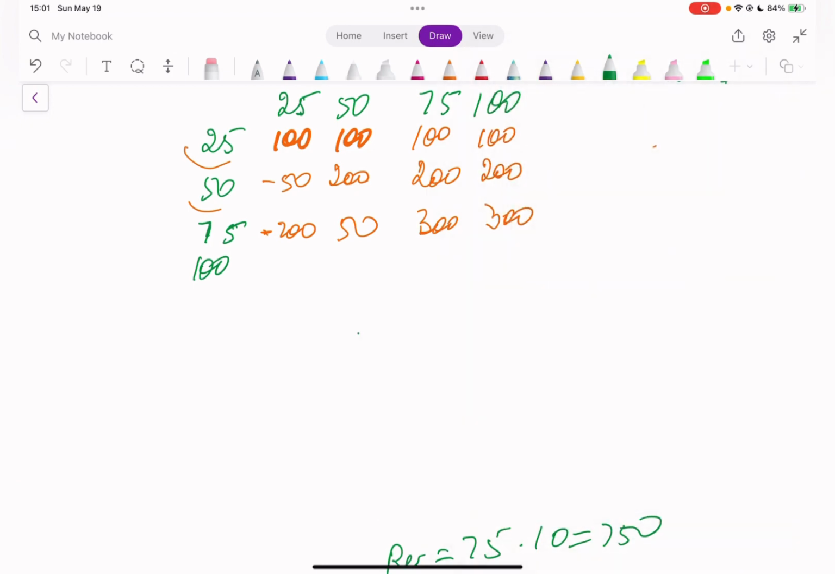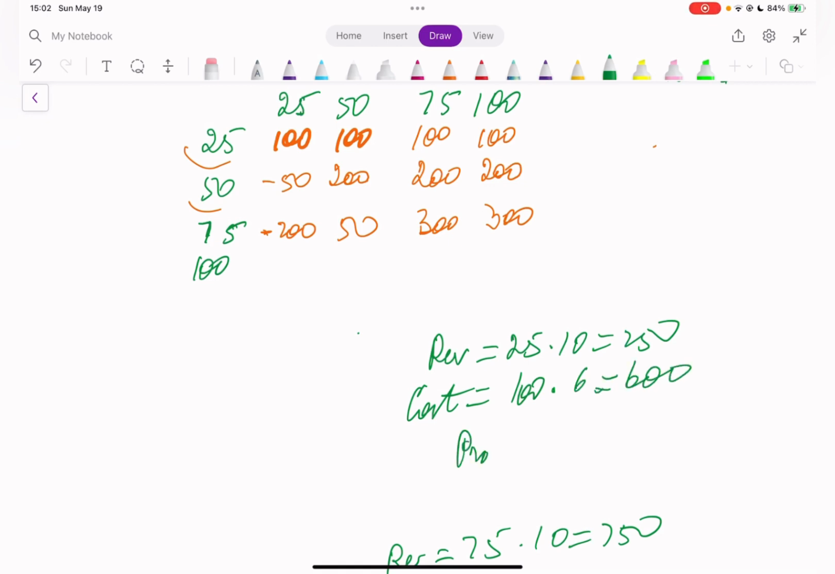So what do we have here? We provide 100, we need 25. Let's see. So revenue is gonna be 25 times 10, 250, because demand is 25 only. But cost, we have 100 times 6, so it's gonna be 600. So profit is equal 250 minus 600, 350, right? 600 minus 200, 400, and 50 minus 50 is 350. So it's going to be negative 350.